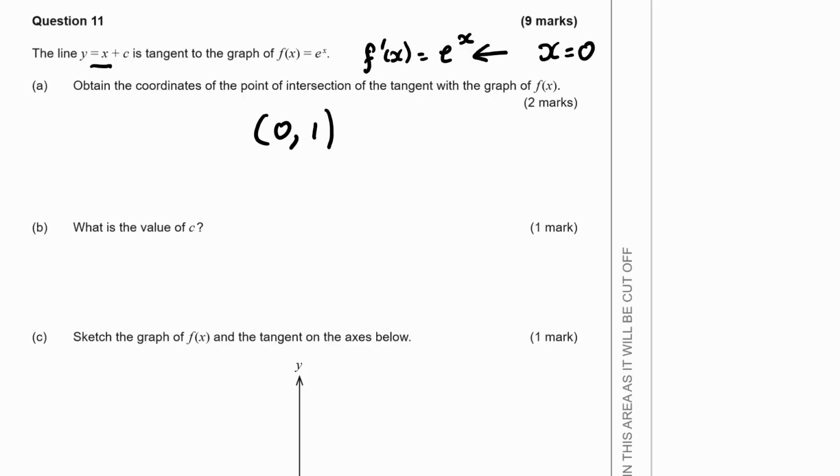So if we think about this coming up here, and that's the point 0, 1, the tangent must touch here. In other words, the value of c is 1.